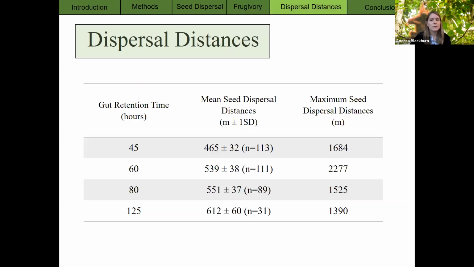So now on to our results on orangutan seed dispersal distances. According to our dispersal distance modeling, orangutans dispersed seeds on average between 450 and 600 meters. At a gut retention time of 45 hours, seeds were dispersed mean distances of 465 meters. And the longest mean dispersal distances were about 600 meters at the 125-hour gut retention time. Maximum seed dispersal distances were over 2.2 kilometers. So orangutans are occasionally dispersing seeds long distances. And orangutans moved at least 85% of seeds more than 100 meters from the parent tree across all 4 gut retention times.